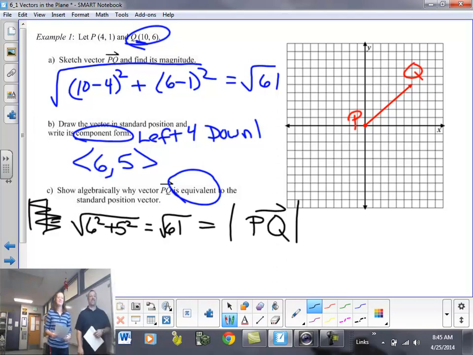That's the magnitude of vector PQ. How's that? Beautiful. I like the, I don't know, scribble. I don't know if beautiful is the right word to describe that.